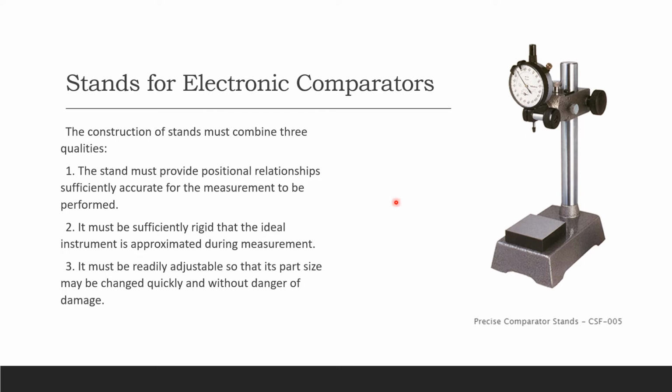So the construction of stands must combine 3 qualities. One, the stand must provide positional relationships sufficiently accurate for the measurement to be performed. Otherwise, we don't want to use this stand. It must be sufficiently rigid that the ideal instrument is approximated during measurement. They've got to be rigid. It must be readily adjustable so that the part size may be changed quickly and without danger of damage. So 3 points: positional relationship, rigidity, and adjustability.